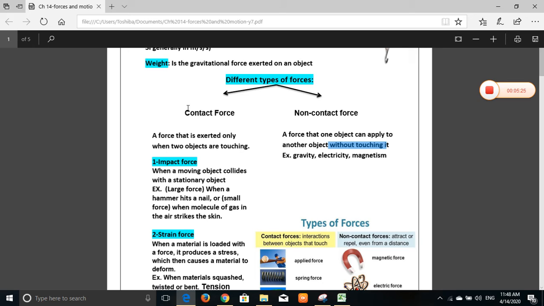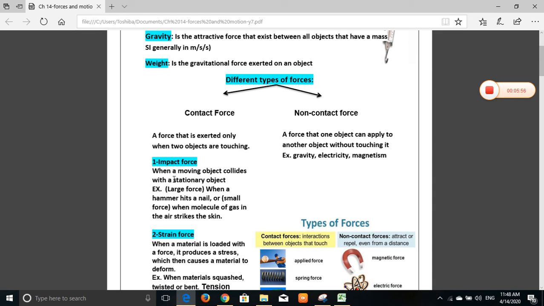Now, let us speak about contact force. We have different forms of contact force. Number one, impact force. What is meant by impact force? It is when a moving object collides with a stationary object. Collides means touching. Stationary means the object doesn't move; it stays in its place, and another moving object collides with it.